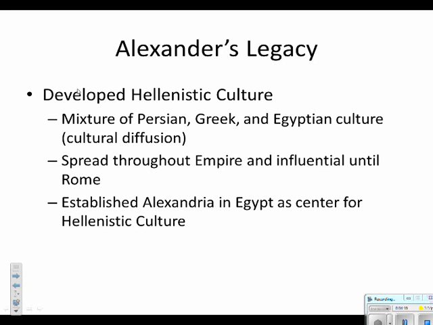It was a mixture of Persian, Greek, and Egyptian culture, the three areas he took over. We call this cultural diffusion, when you take cultures and mix them together. You're diffusing them together to create a new culture, Hellenistic culture. He's going to spread it throughout his empire, and it's going to be a very influential culture until the Roman Empire is established. One of the most important cities he's going to create is Alexandria in Egypt, which eventually will rival Athens as a center of knowledge within the empire, particularly, of course, Hellenistic culture and Hellenistic knowledge. And it's going to, again, rival Athens.